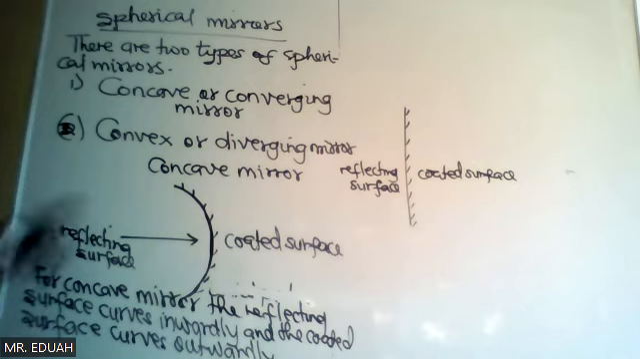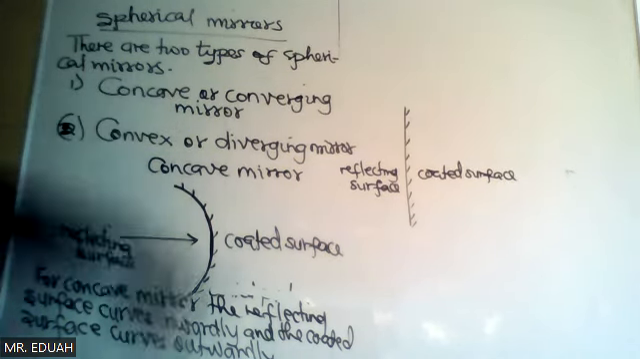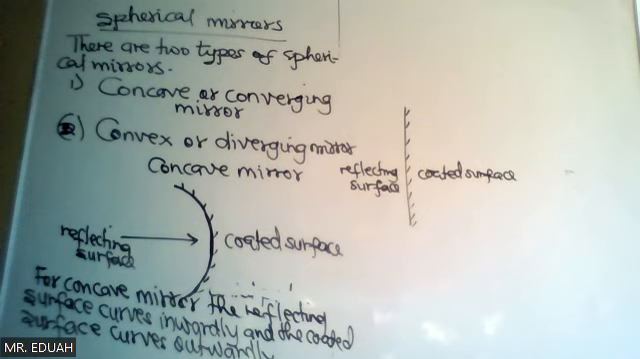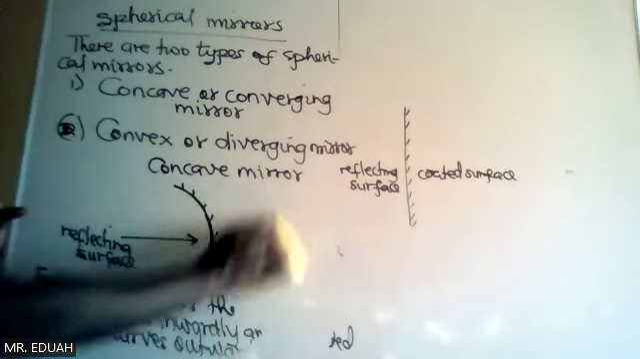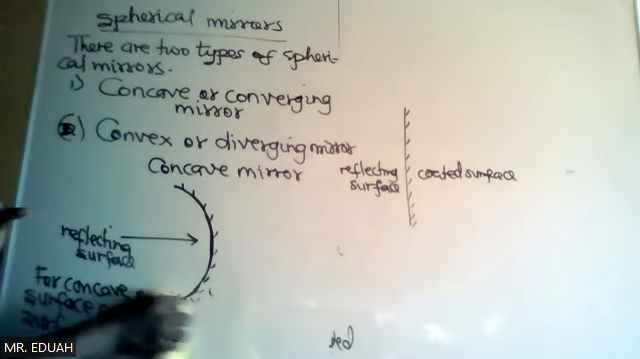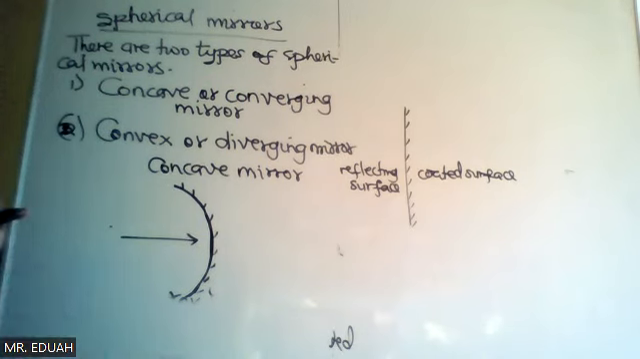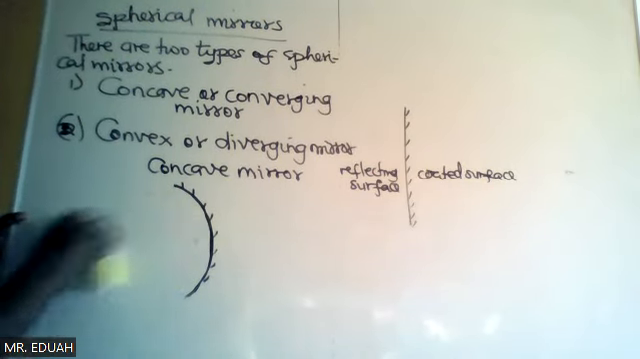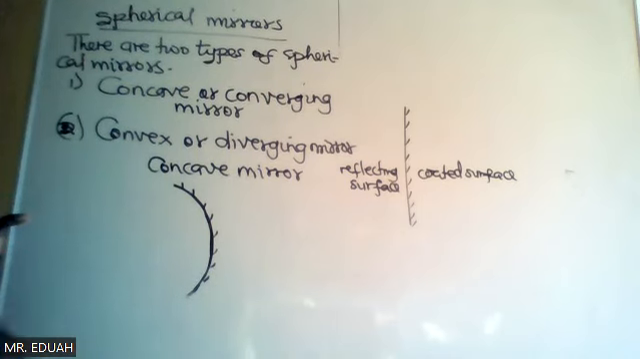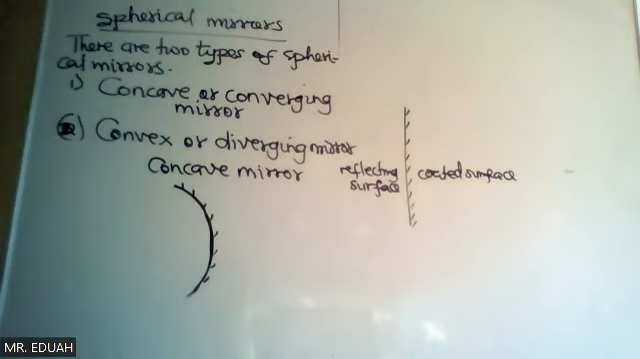Now let's look at why it is called converging. If something converges, what does it mean? Yes, Ishra. If something converges, what does it mean? Go ahead. Maybe I'm not sure, but they meet. They all gather at a common point.